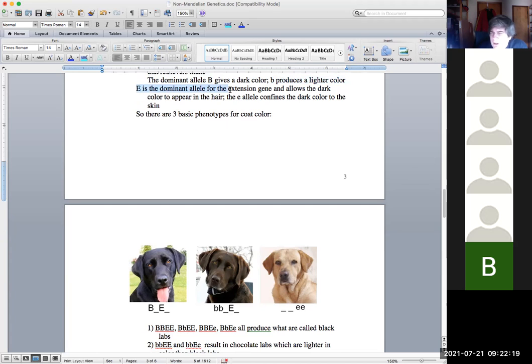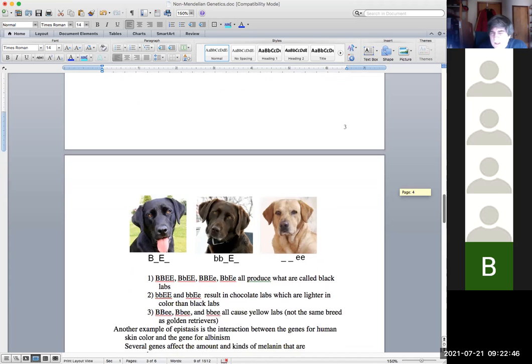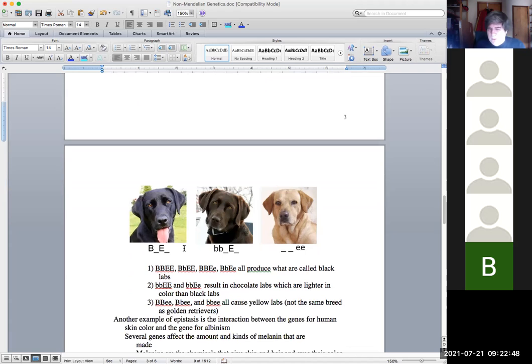There's another gene called the extension gene, which we indicate with E's. And capital E means the dark color doesn't only appear in the skin, it also appears in the hair. The recessive allele at this spot, little e, means that the dark color is limited to the skin. It doesn't appear in the hair. So let's look at the three types of Labrador retrievers.